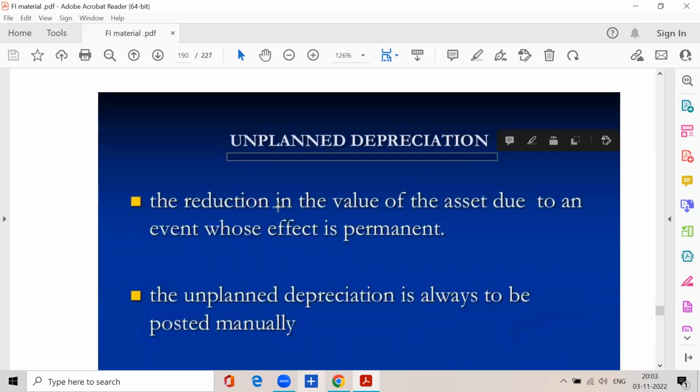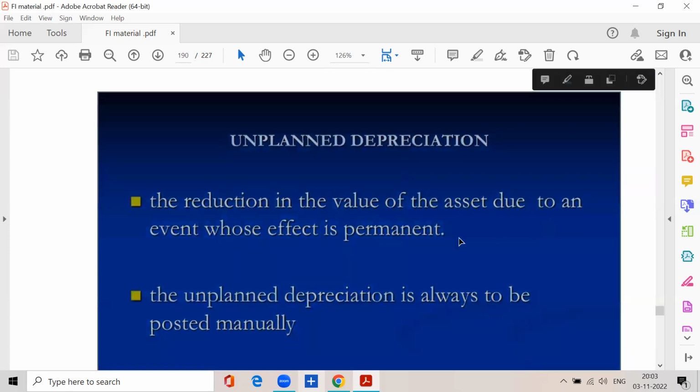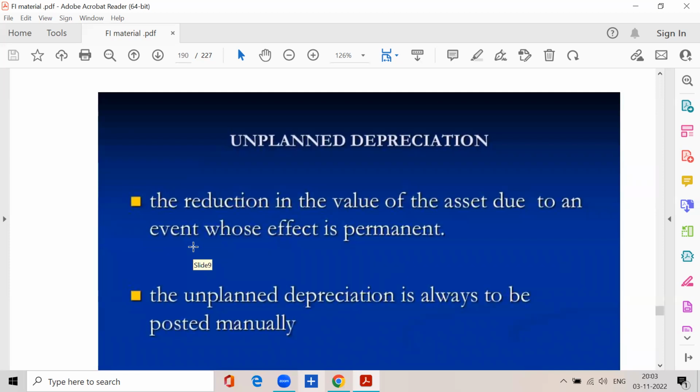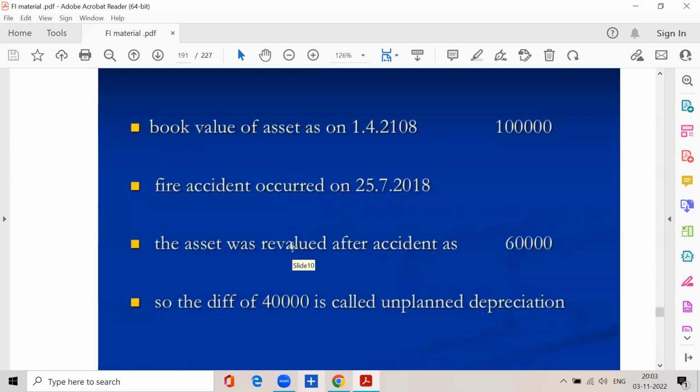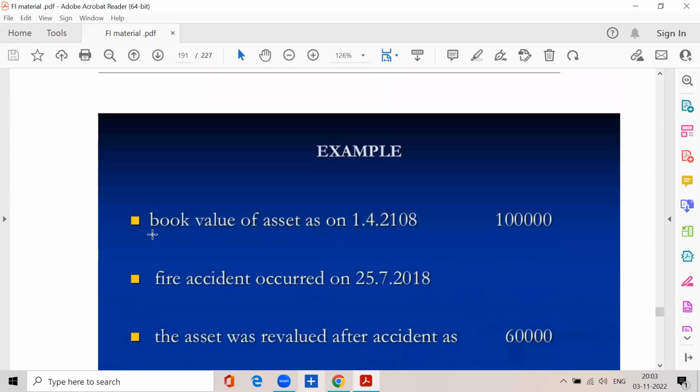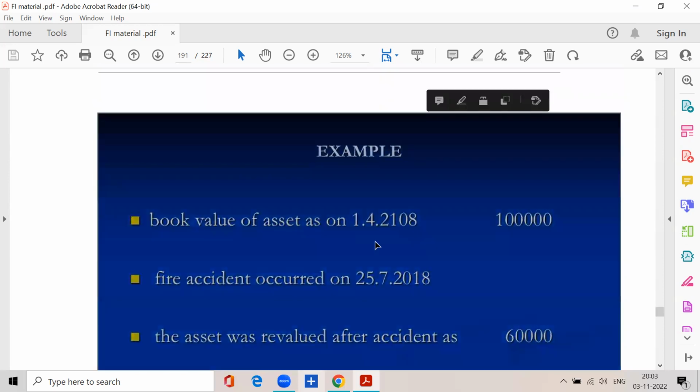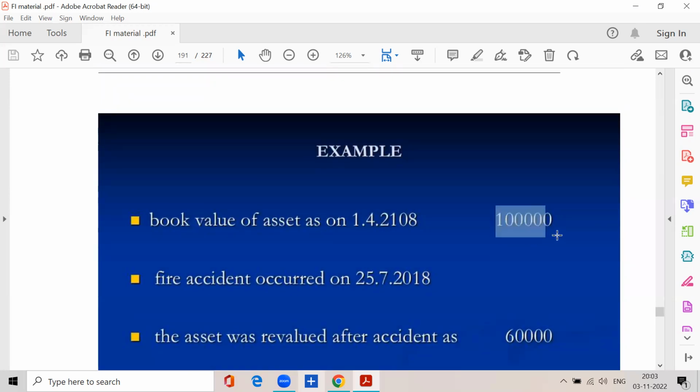Then unplanned depreciation. The reduction in the value of the asset due to an event whose effect is permanent on the asset. Say for example, let us assume that we are in the fiscal year 2018. So, as on 1st April 2018, the book value of the asset is 1 lakh rupees. Now, unfortunately, a fire accident occurred on 25/7/2018. Because of that fire accident, there was damage to the plant and machinery, but still the plant and machinery is in usable condition.